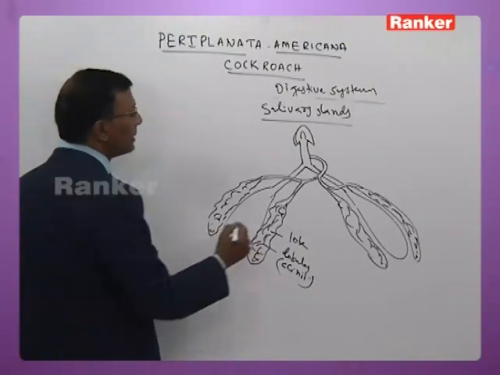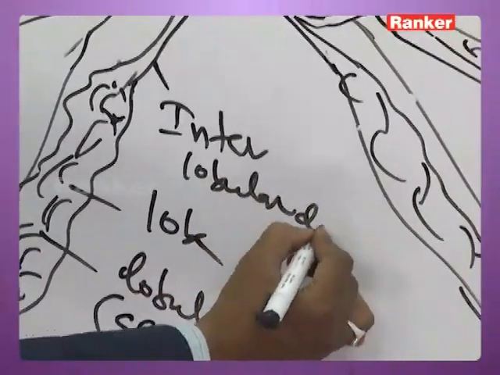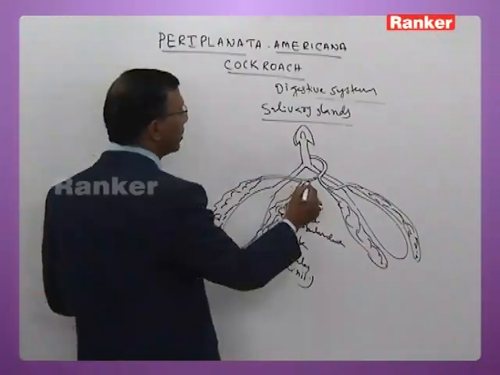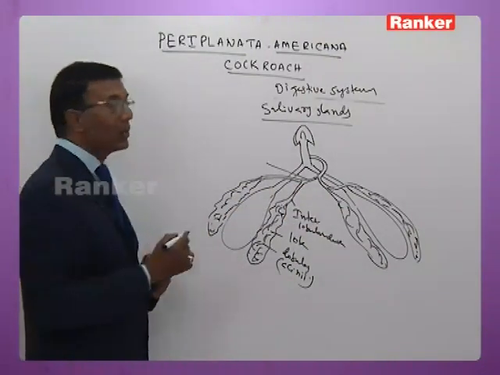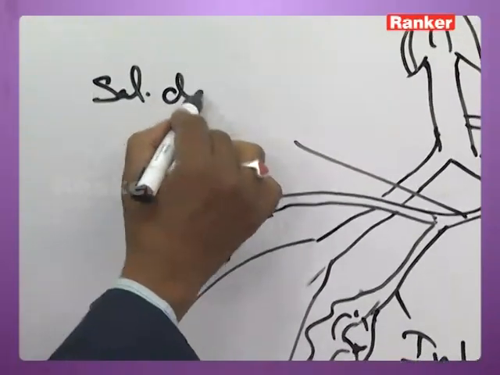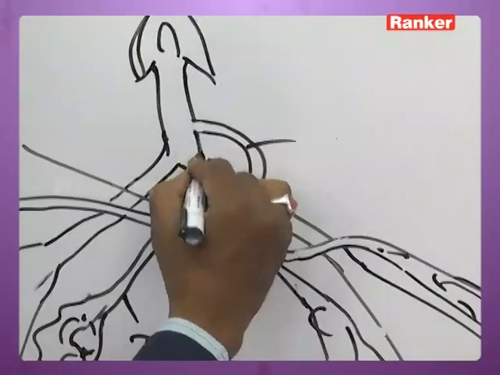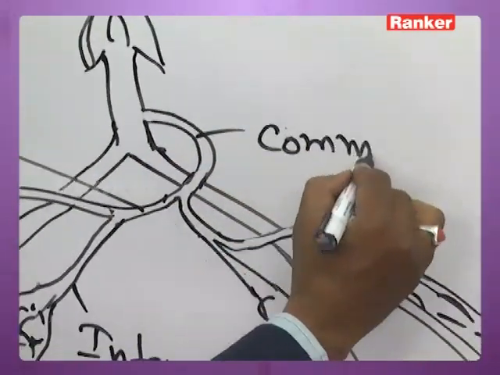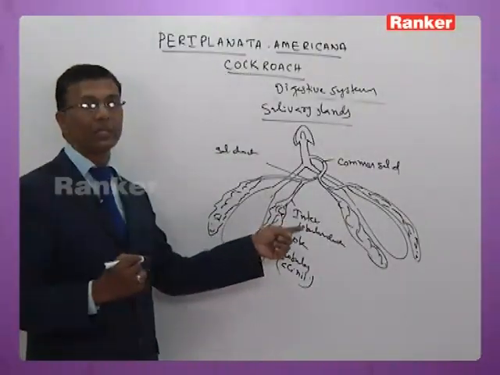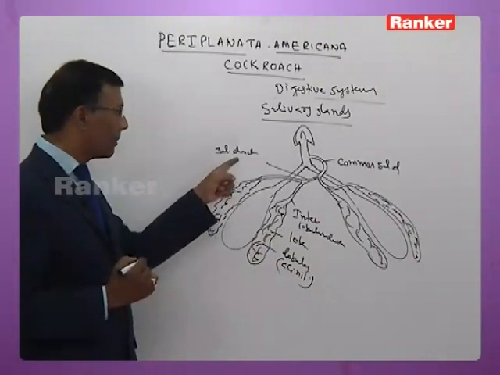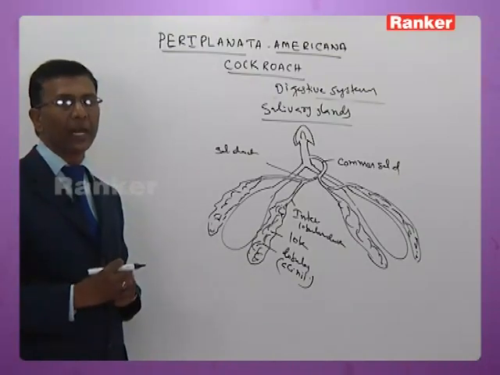Now, the duct that arises from each lobe is called the interlobular duct. The two interlobular ducts unite to form the salivary duct. The two salivary ducts unite to form the common salivary duct.